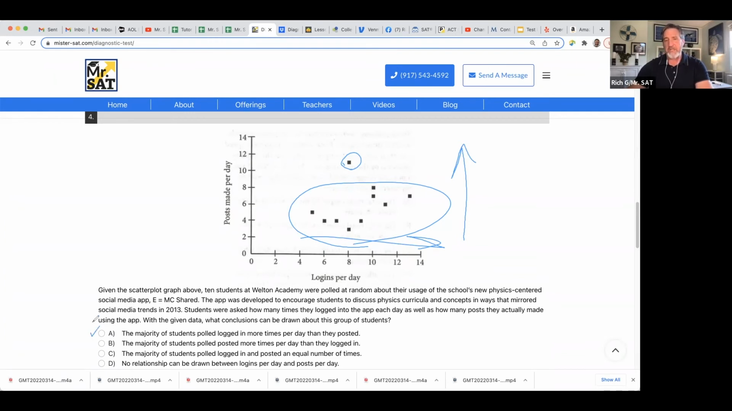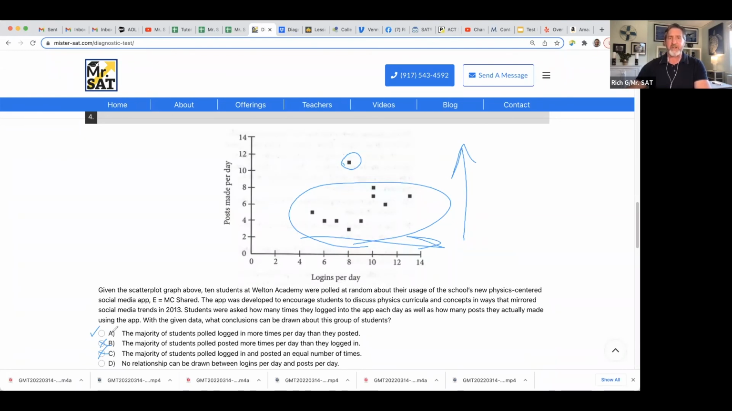I'm liking that. Let me just eyeball a couple of the others, but I'm almost convinced that we could just bubble A and move on. Let's see. B says the majority of students polled posted more times per day than they logged in. Well, we just went through it and that's not the case. So B is gone. We know that they logged in more than they posted, the majority. C says the majority of students polled logged in and posted an equal number of times. Well, we just again went through it. That's not the case. And D says no relationship can be drawn between logins per day and posts per day.